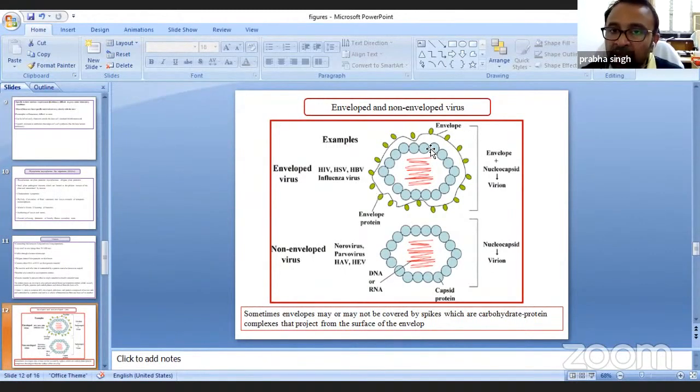So they have an envelope as well as envelope proteins, and these envelope proteins are synthesized by using the viral genome. Virus living host cell के अंदर जाने के बाद host cell machinery को utilize कर रहा है अपने component को synthesize करने के लिए, right? In the case of non-enveloped virus, envelope is not there. They have just nucleocapsid. So in the case of non-enveloped virus, nucleocapsid is the virion, while in the case of enveloped virus, we have envelope plus nucleocapsid as a virion.